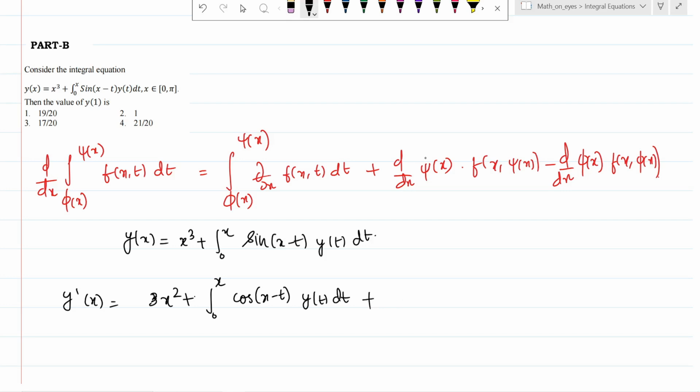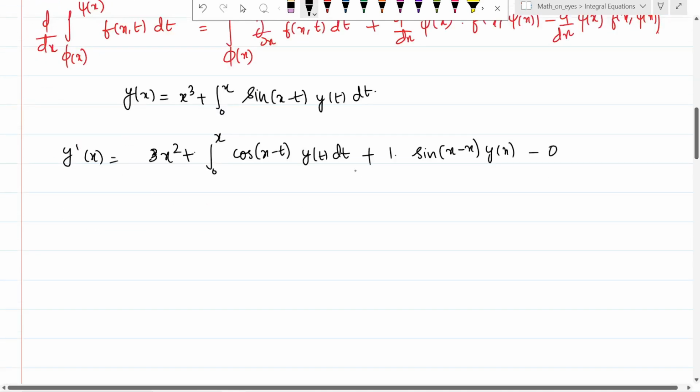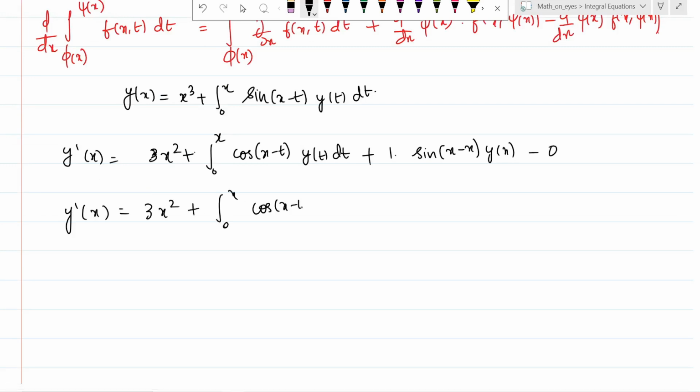Here the differentiation of the upper limit is 1 and here we have sine of (x minus x) into y of x, minus the differentiation of the lower limit. Whenever a limit is a constant, the differentiation is 0, so we get 0 here also. So y dash of x is equal to 3x squared plus integral 0 to x cos of (x minus t) into y of t dt.